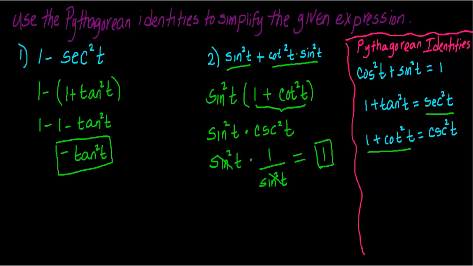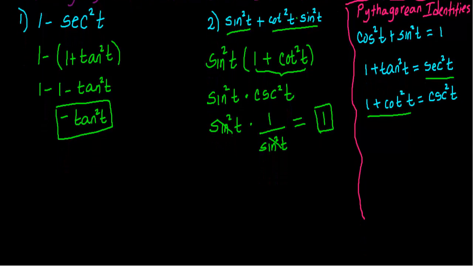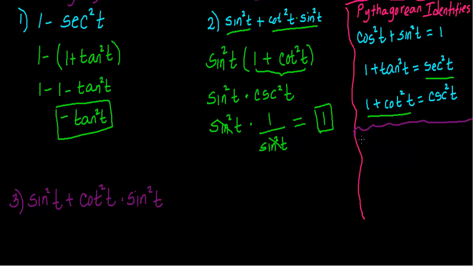This example I'm going to redo here as a number 3 so that you can see another way that you might have approached it, using not the Pythagorean identities, but the basic identities. What are the basic identities? Well, there are a lot.